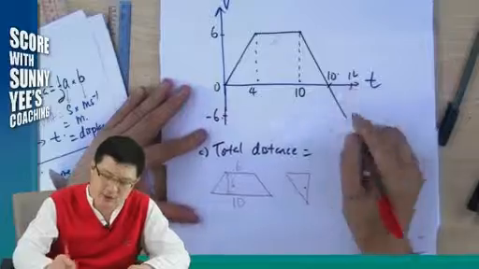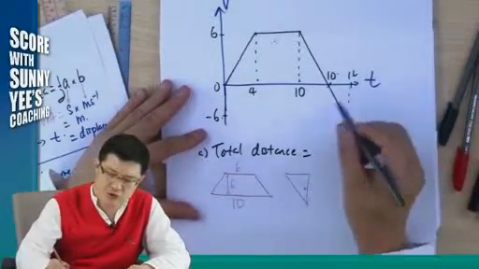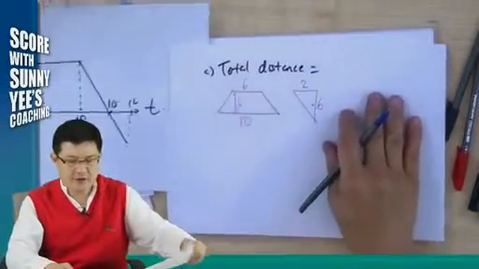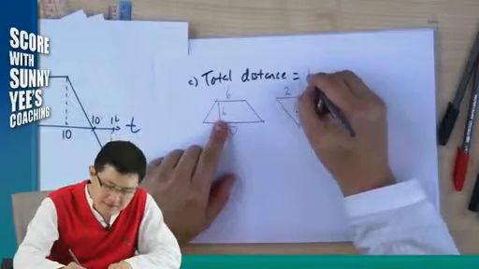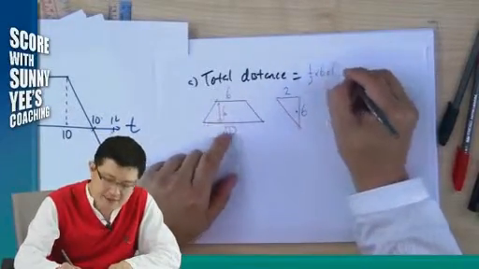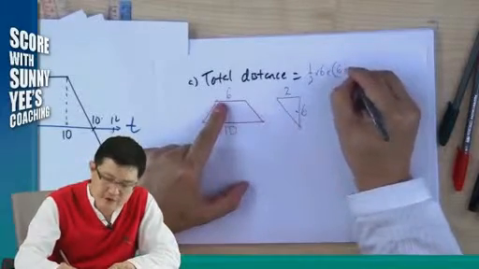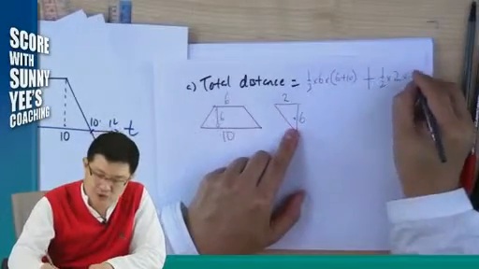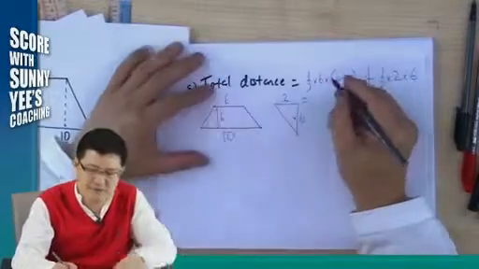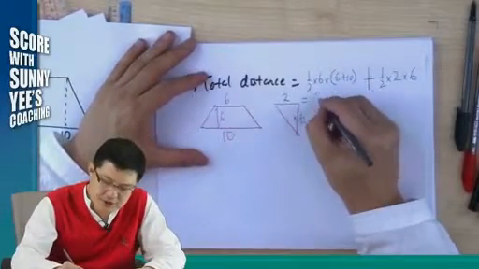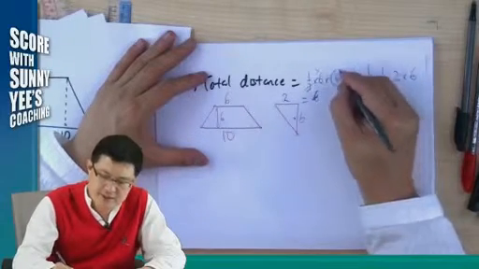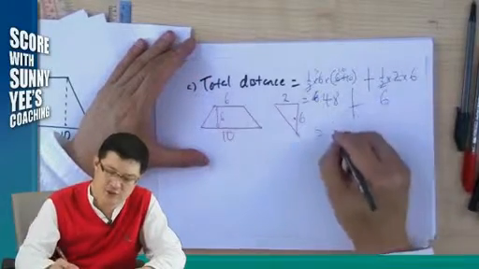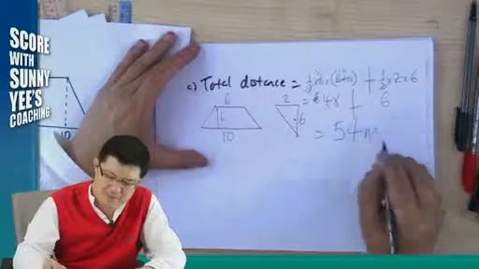And the other one will be over this side, the triangle going downwards. 10 to 12 is 2. Going down is 6. So you have two areas. One is a trapezium, half times height times the sum of the two parallel sides, plus the triangle, half times 2 times 6. So the first part of the trapezium is half times 6 times 16, which is 3 times 16, that is 48, and this is 6. So the total distance traveled is 54 meters.